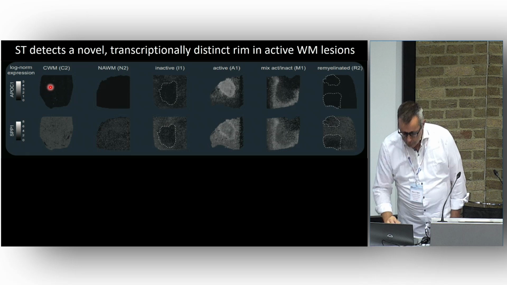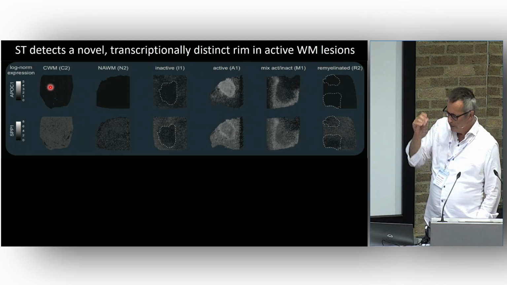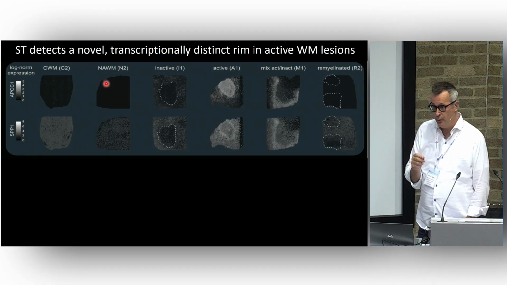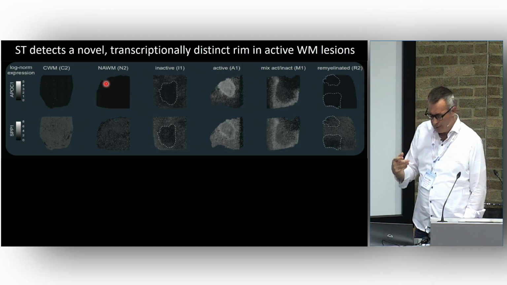So a few spatial spots to illustrate that this works. CWM is control white matter, so this is white matter from control donors. Normal appearing white matter is white matter from a person that suffered from MS, but there's no apparent lesion.